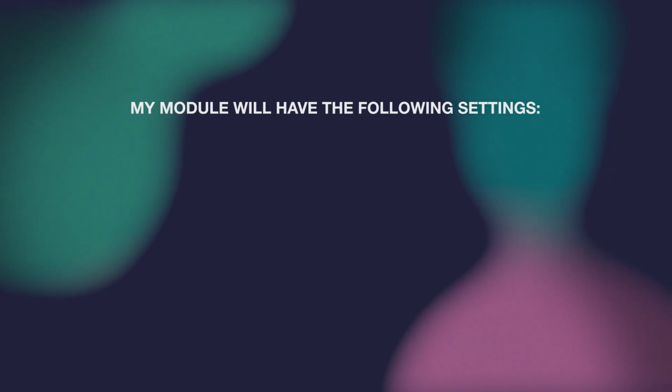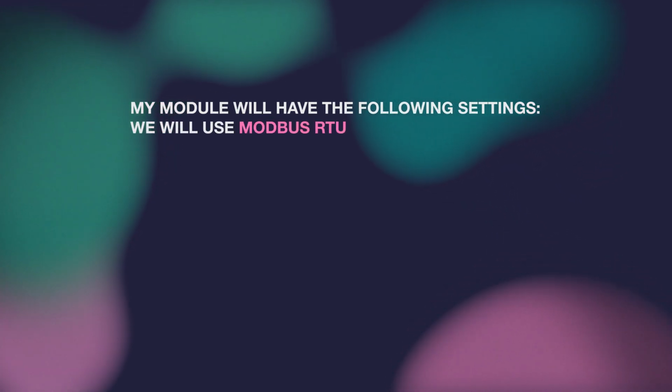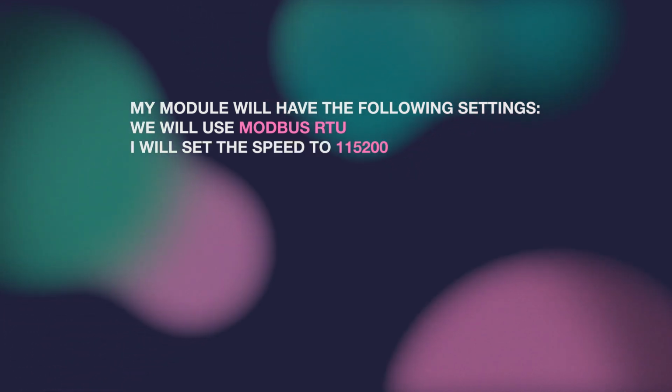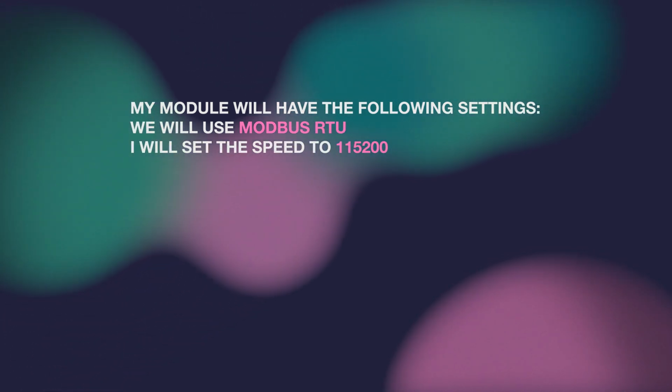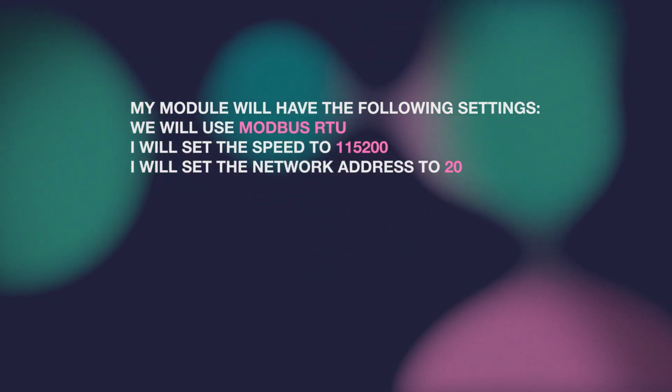My module will have the following settings. We will use Modbus RTU. I will set the speed to 115,200. I will set the network address to 20.